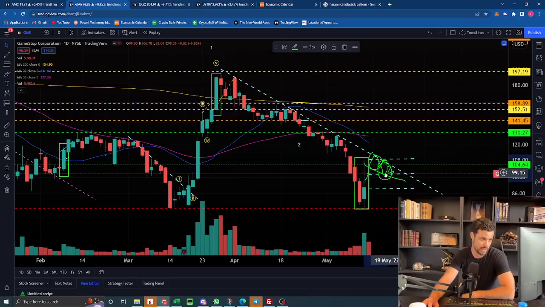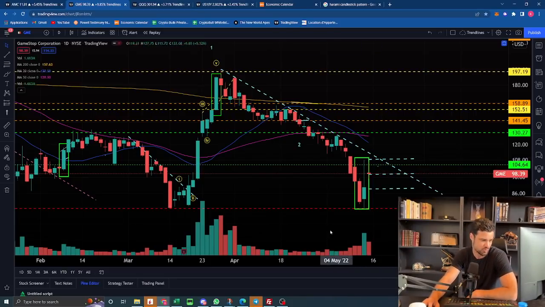For now, we are not there yet. Bears are in control on the medium term, just like for AMC. Bulls are trying to take back control on the short term. They are in control on the very short term, we can say it. So yeah, major resistance around 105, 110. This is the level to take.